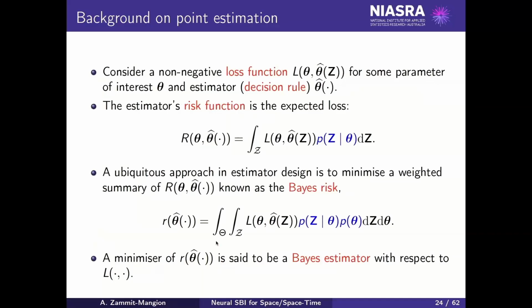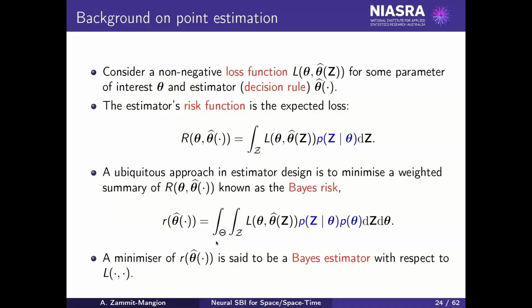So let's start off with some loss function. I'm sure you've all seen loss functions before. You've got some true parameter theta and an estimator theta hat, which is a function of the data. An estimator is a function of data. An estimate is the output of the estimator. So we've got this loss function. Think of the mean squared error, so theta minus theta hat all squared, for example.